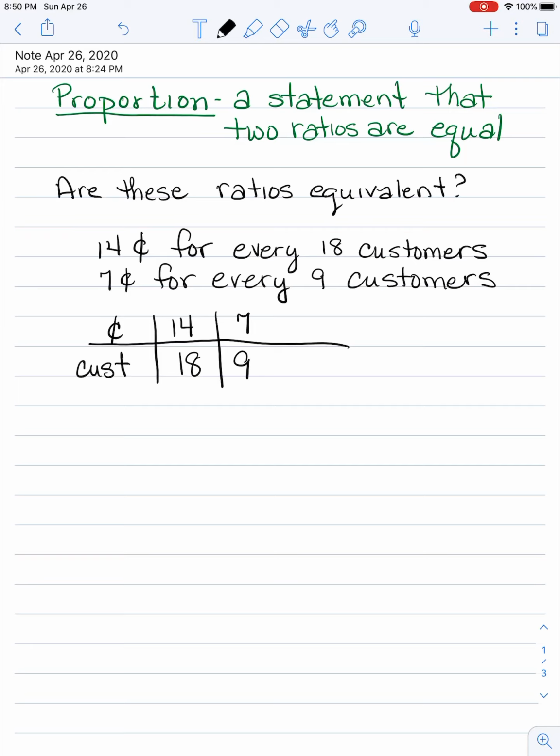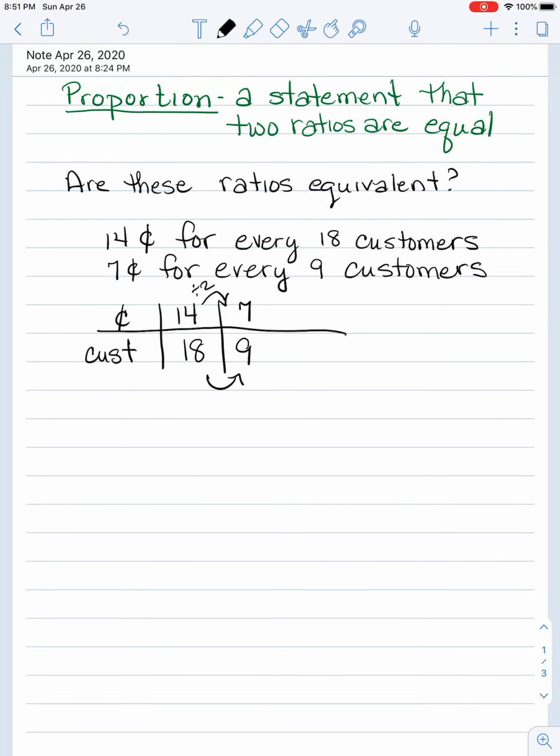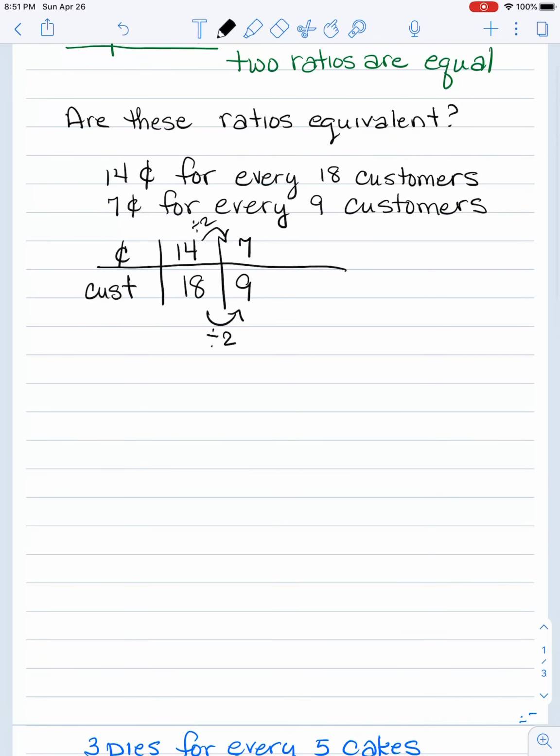So sometimes you'll be asked a question like, are these two ratios equivalent? We have an example here, 14 cents for every 18 customers and 7 cents for every 9 customers. In order to see if they are proportional or if the ratios are equivalent, we can put them in a ratio table, which is what we've been doing. And we can easily see that if I divide 14 by 2, I'm going to get 7. And if I divide 18 by 2, I'm going to get 9. Okay, nothing new there.